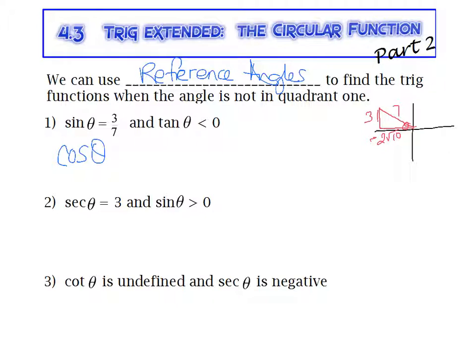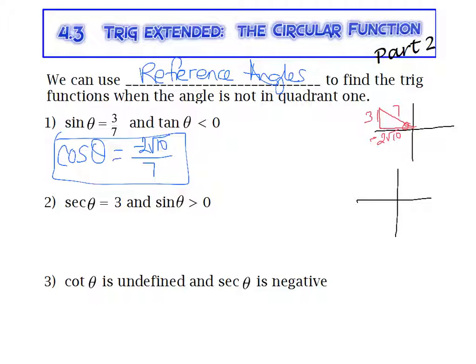And there's nothing that they gave me to indicate that. I have to know that based on what quadrant it's in. That's important because I'm going to be looking for the cosine. And the cosine is adjacent over hypotenuse, and the adjacent happens to be a negative 2 root 10 over 7. And then I can find the others just as easily. Let's practice again.